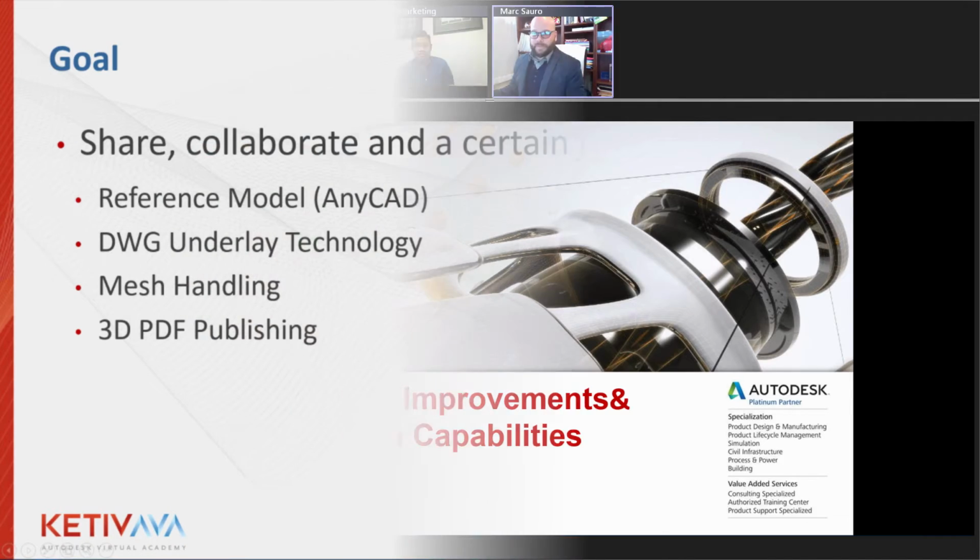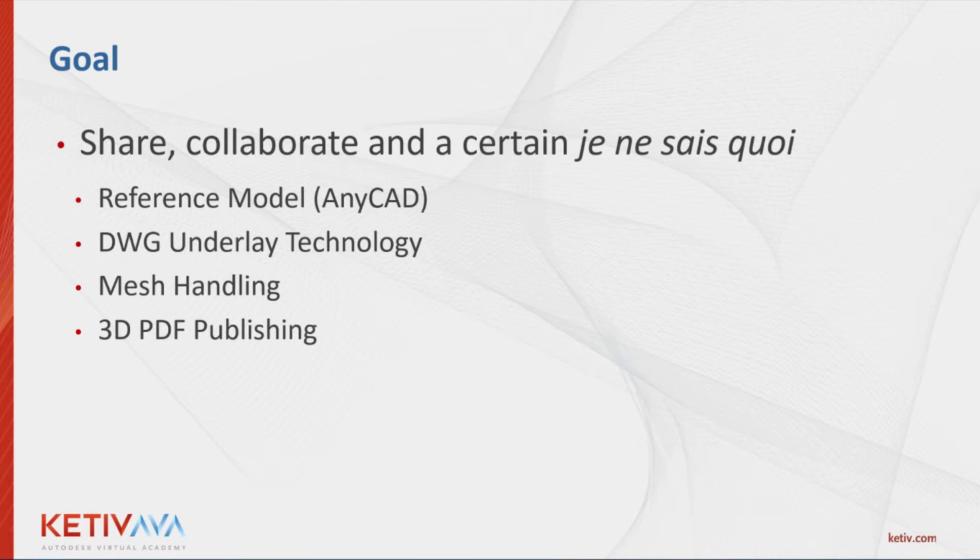So let's get going. The goal today is to show you as much as possible in such a short amount of time. I'm going to be talking about AnyCAD, that's for sure. We have great stuff over there. I'm going to be talking about DWG, how we can take those 2D drawings and make them 3D with a link and sync them up. I'm going to talk about meshing parts and mesh handling and all that. And also, I'm going to finish it up with a 3D PDF publishing tool that we have.